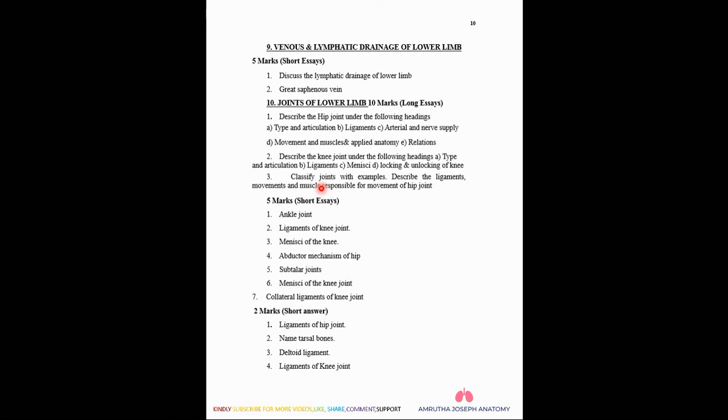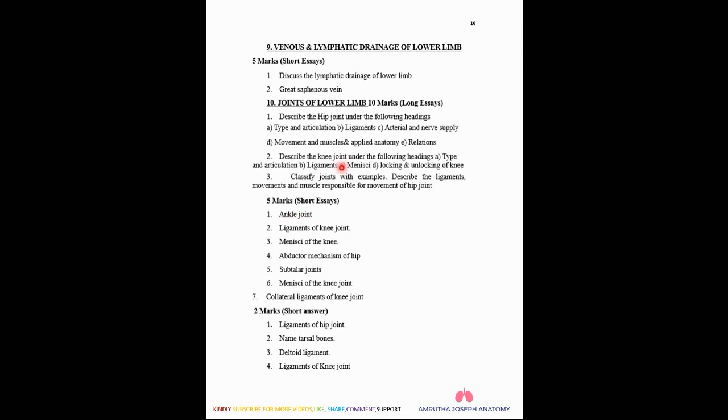So please read about that, and you may get a question from the ankle joint also. Please read about ankle joint as well. 5 markers. Yeah, here it is asked ankle joint. So ankle joint can be asked in 5 marker usually, but there's a chance of asking it 10 marker as well. Ligaments of knee joint. Here they have asked specifically ligaments of knee joint. Here you have to mention all the ligaments.